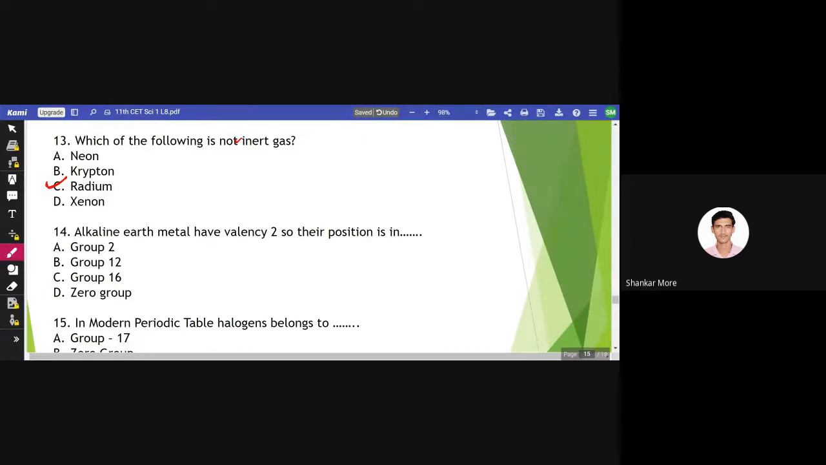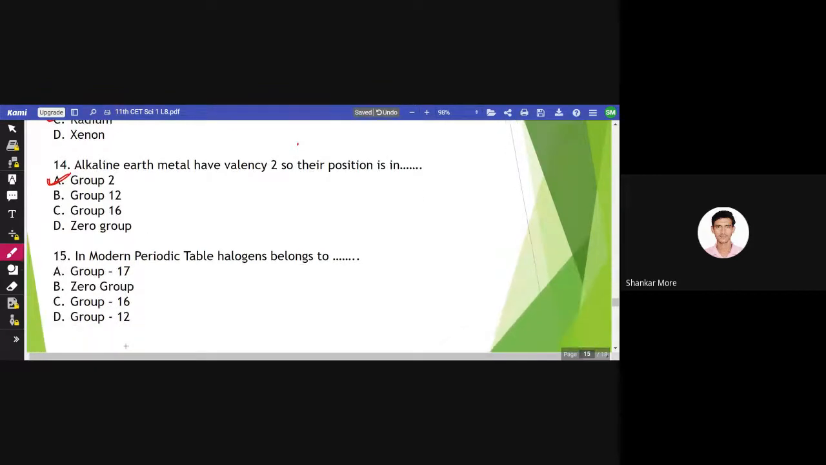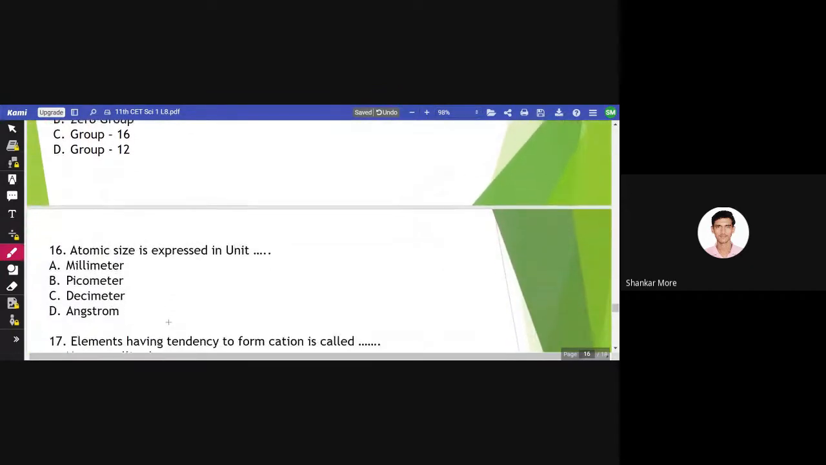ग्रुप 2 में उनकी पोजीशन रहेगी। ग्रुप 2 इज द करेक्ट आंसर, वेरी गुड। नेक्स्ट वन, इन द मॉडर्न पीरियोडिक टेबल halogens belong to what? Group 17. Okay, very fast, very fast, very good. Let's go further.